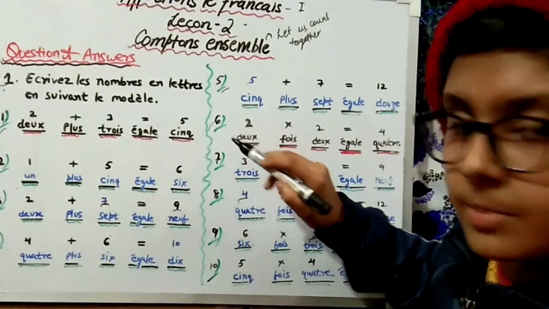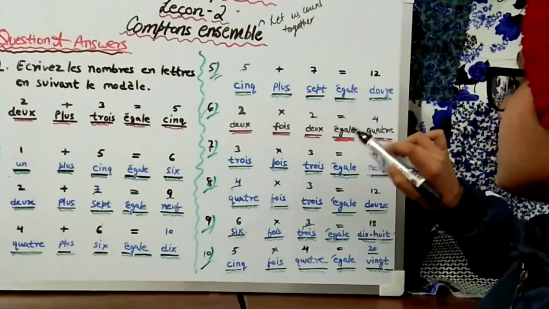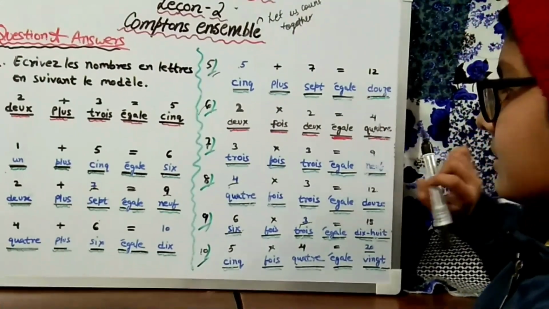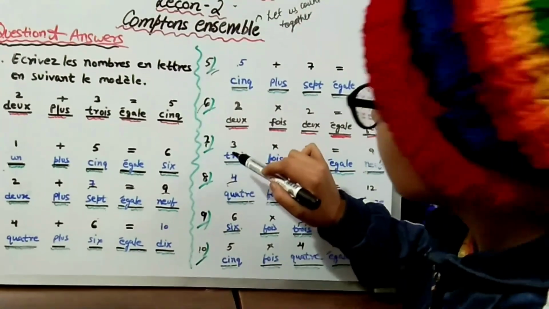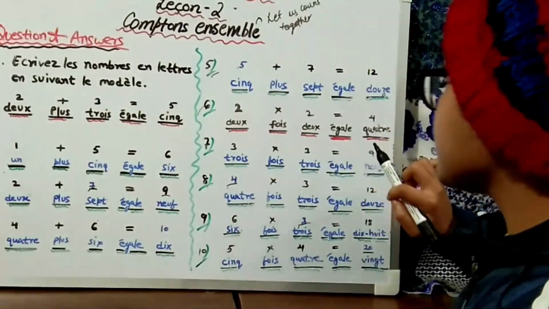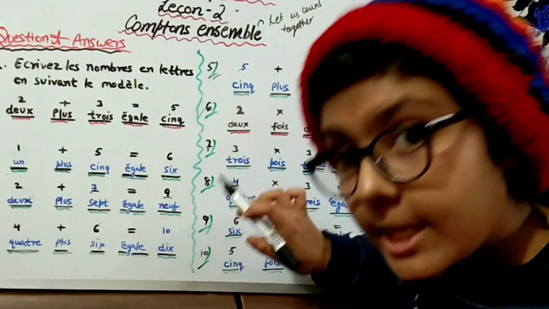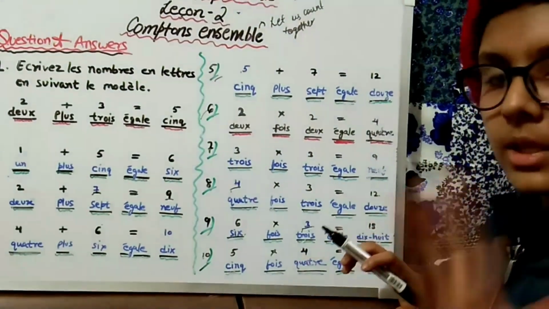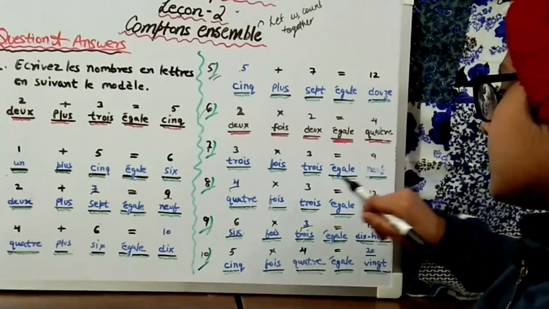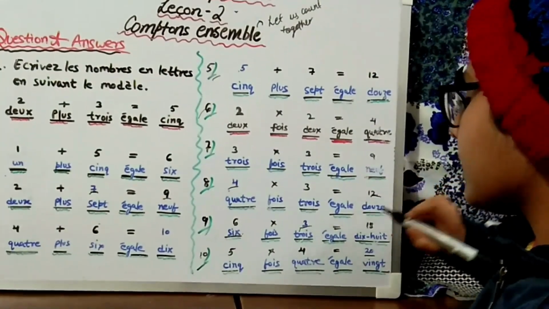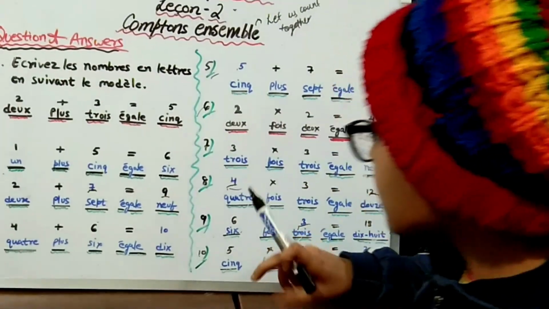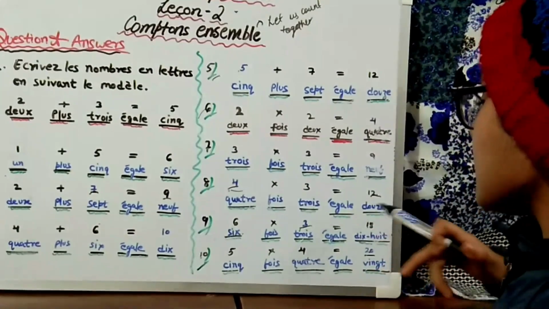Then we have the sixth part. It is 2 times 2 equals 4, which is 2 fois 2 égale 4. Then we have the seventh one, 3 fois 3 égale 9, which means 3 into 3 equals 9. Then we have the eighth one, which is 4 into 3 equals 12. So here 4 was missing. So what should be multiplied with 3 to get the number 12? And here we will write the answer as 4. So in French it is 4 fois 3 égale 12.